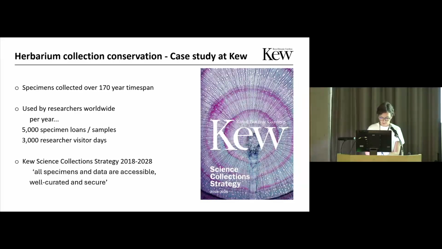Kew Herbarium holds plant material collected mostly over a time span of 170 years, used extensively by a global community of researchers. For example, annually 5,000 loans and samples are shipped out worldwide to researchers, and the herbarium clocks an impressive 3,000 researcher visitor days annually. The Kew Science Collections strategy outlines the need that all specimens and data are accessible, well curated and secure.